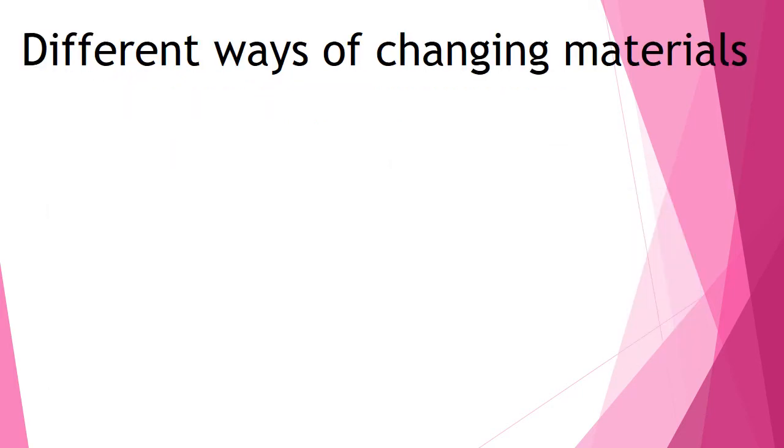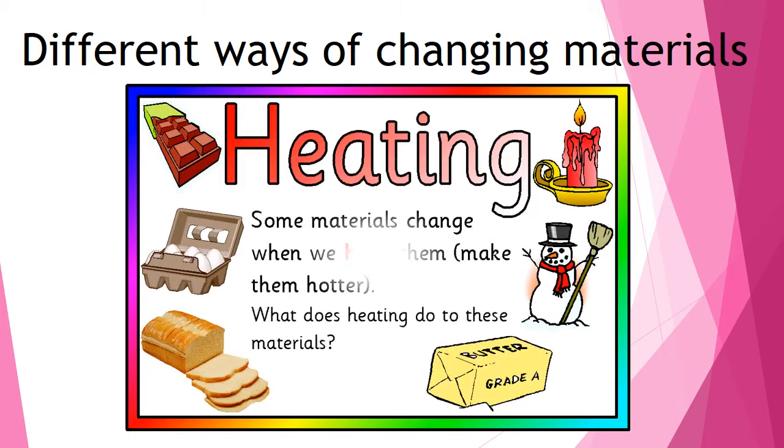Different ways of changing materials. The first one is heating. Some materials change when we heat them or make them hotter. What does heating do to these materials? When we heat the egg and the bread, they start to cook, so we can eat them. When we heat the chocolate, the candle, the snowman, and the butter, they start to melt.